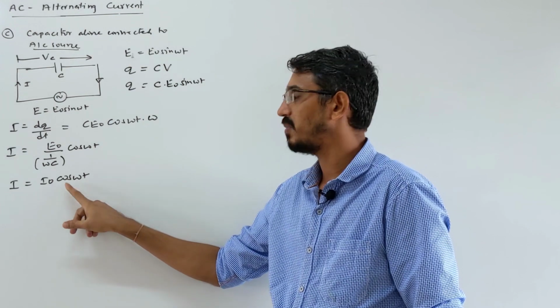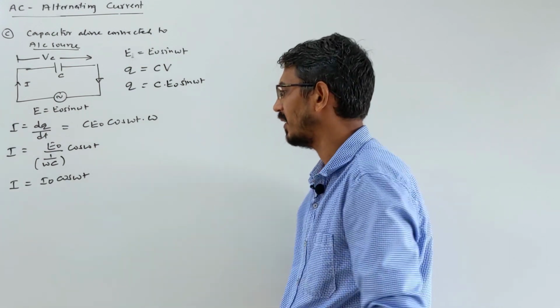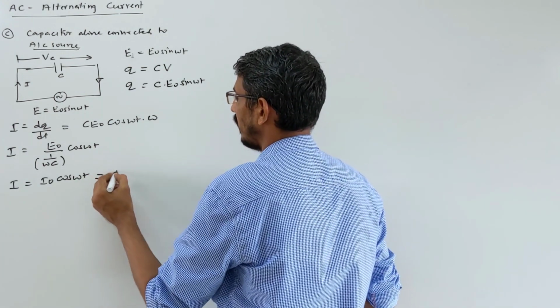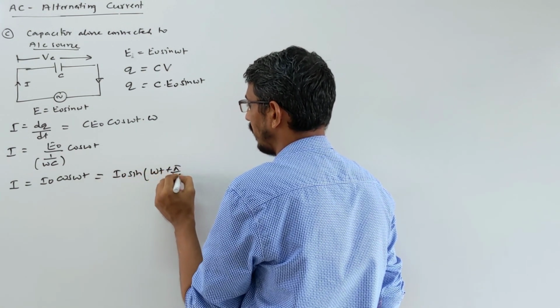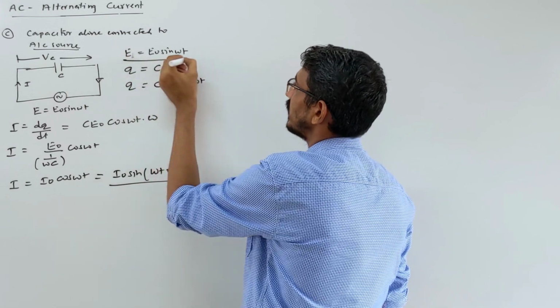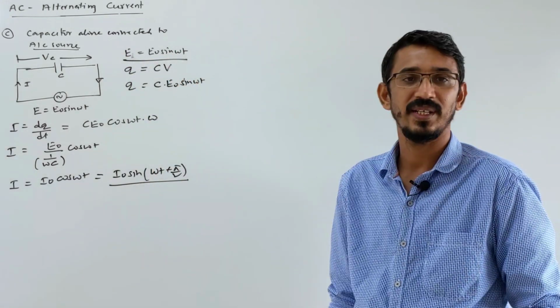Yes, that was a sine equation, this is a cosine equation. Positive means this term is ahead. Who is ahead? Current is ahead. This equation you can also write as I naught sine, omega t plus pi by 2. So you see these two equations, who is ahead this time? Your current is ahead, right?